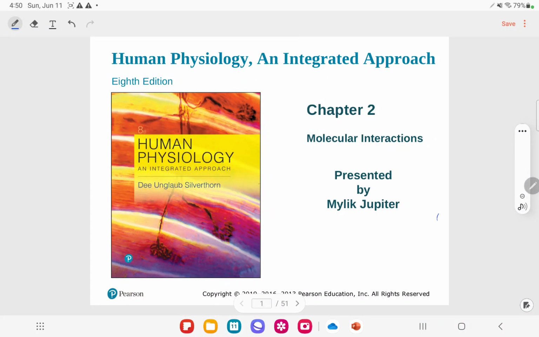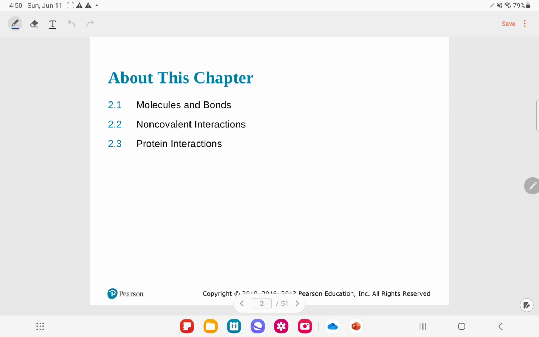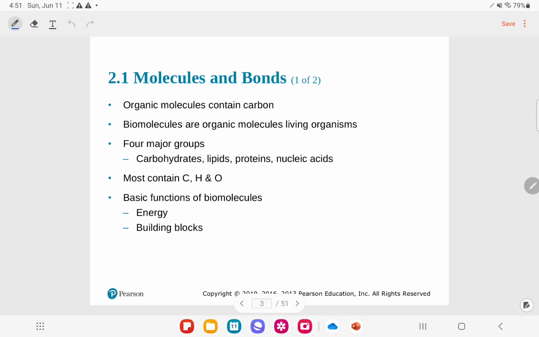Hello, everybody. So we're going to discuss Chapter 2, Molecular Interactions for Human Physiology. So we're going to talk about molecules and bonds and covalent, non-covalent bonds, interactions, and we're going to also look at some protein interactions as well, okay? And some specifics about how proteins bind and things like that.